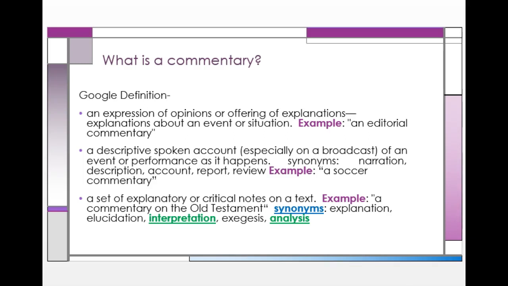So it could be a commentary, for example, gives you the example of a commentary in the Old Testament. In your case, it'll be your commentary on the poem or the fiction that you pick. So synonyms are explanation, elucidation, interpretation, exegesis, and analysis. Obviously, interpretation and analysis are two of the more familiar terms that you were all familiar with. So you're analyzing and interpreting. You're analyzing the work and you're interpreting the meaning. So that's what you're going to focus on when you're doing your essay.